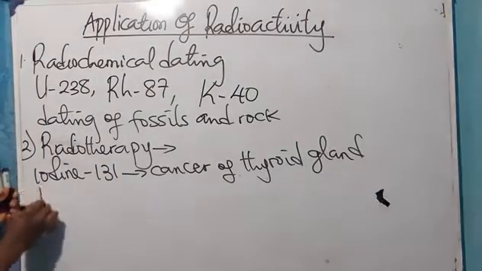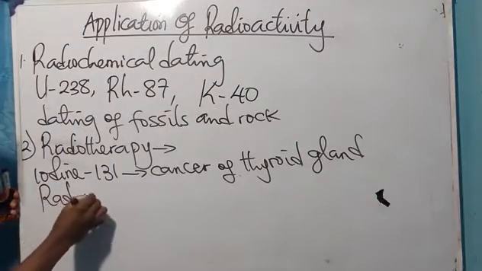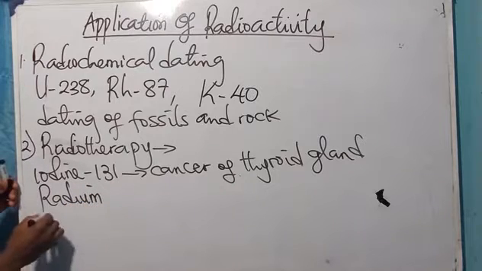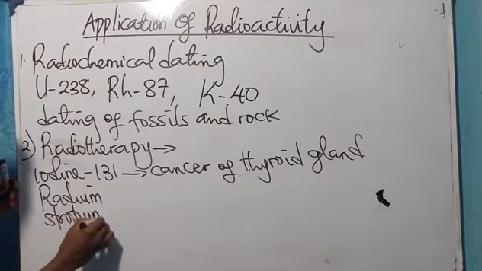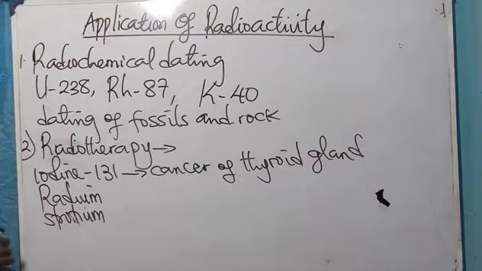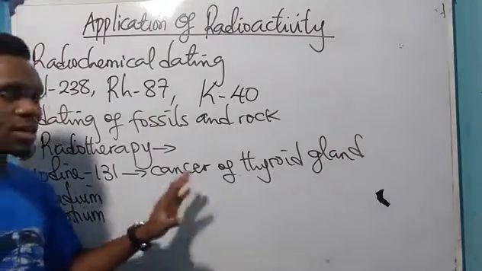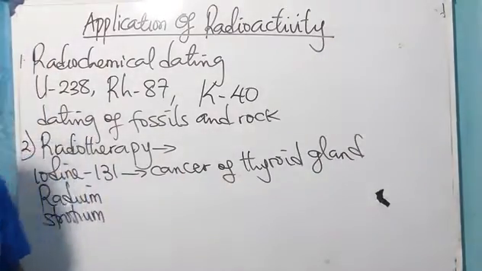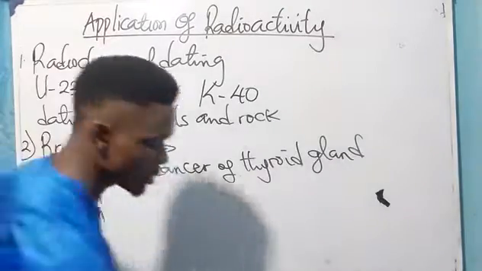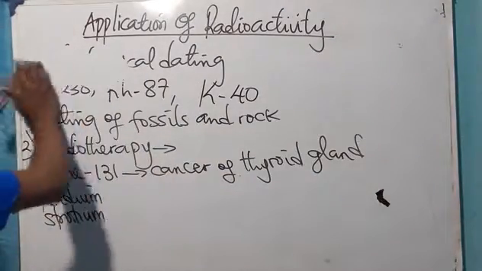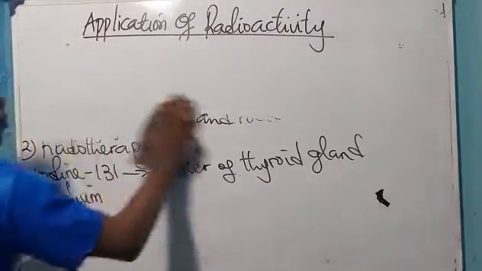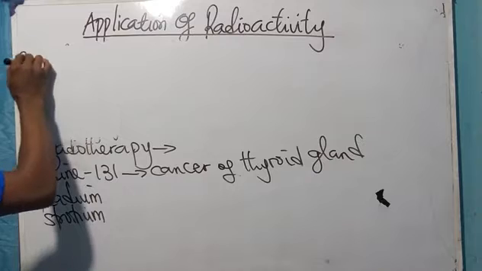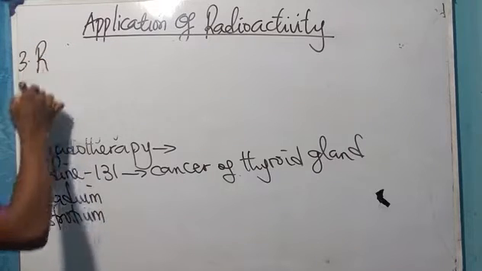You now also have radium. Radium is also used to treat cancer. Even strontium. Strontium is also used to treat cancer. It therefore means that iodine, radium and strontium are used to treat cancerous cells in the body of an animal. Take note of that. You now also have radiotherapy. Okay, sorry, radiography. I just said radiotherapy.